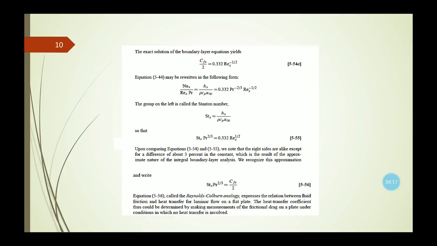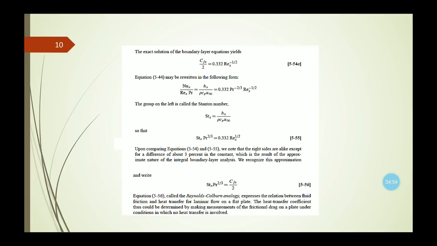Now we can express this equation as Nusselt number divided by Reynolds number into Prandtl number, which equals Hx divided by rho Cp u alpha, which equals 0.332 Prandtl number to the power minus 2 by 3 and Reynolds number to the power minus half. Now the left side of this equation, Hx divided by rho Cp u alpha, is known as the dimensionless term, that is the Stanton number.